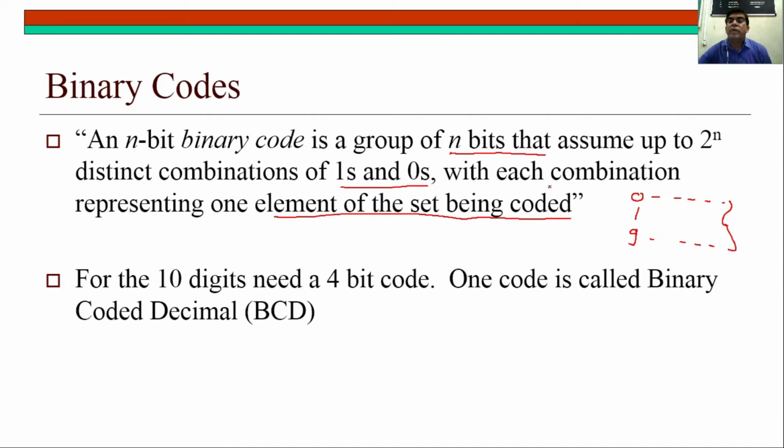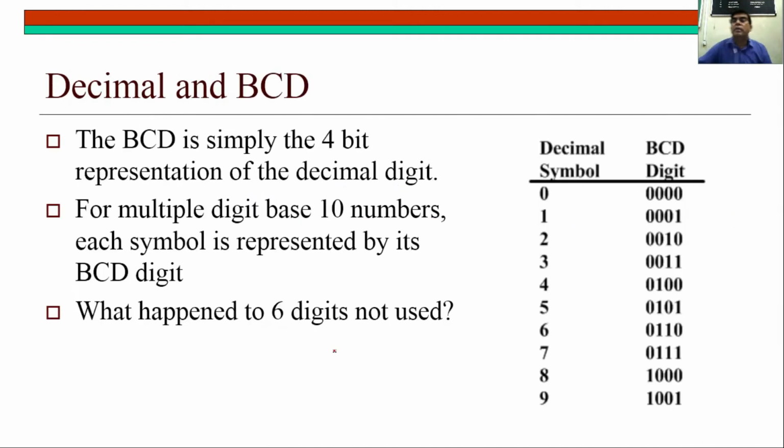Now 0 to 9, we have 10 decimal numbers. To represent that, we have 10 binary combinations. Now this decimal number is converted into a binary combination. So that would be known as a binary coded decimal number. For example, you can see here, this is the decimal number 0. It is represented as 0, 0, 0, 0. We require 4 bits.